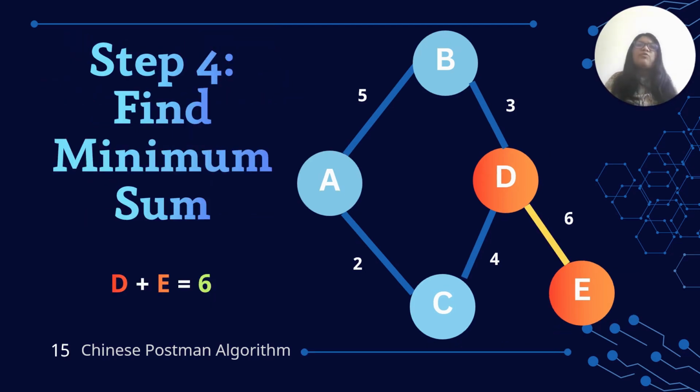Step 4 is to find the minimum sum. Since we only have one pair, D plus E, the total is simply 6. If we had multiple pairings, we would add up the weights of each path in the pairing and choose the smallest total. But here, the minimum sum is 6. We have selected the path between D and E.